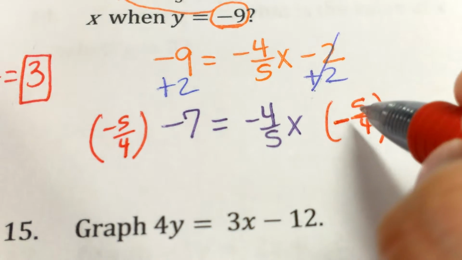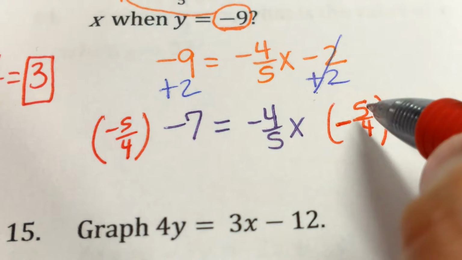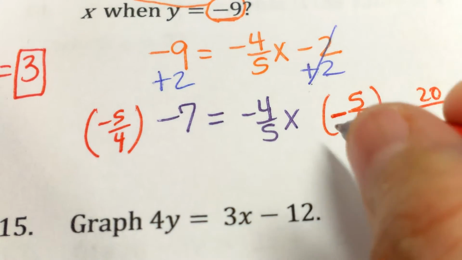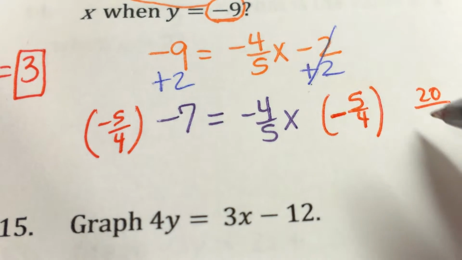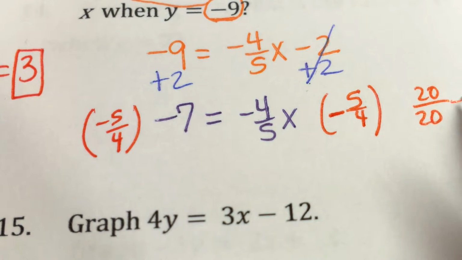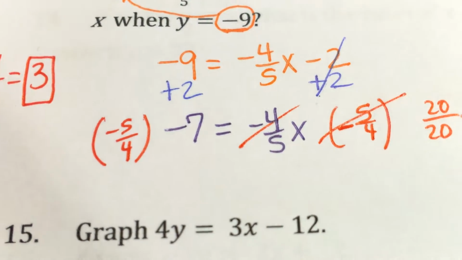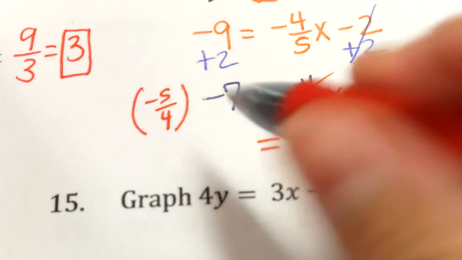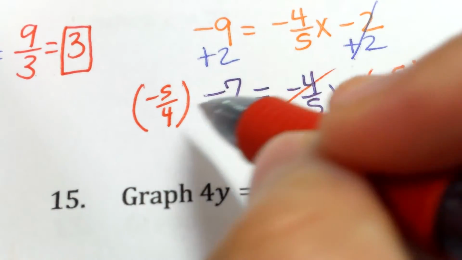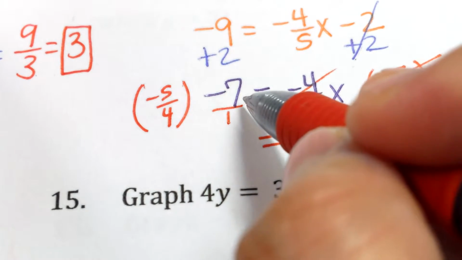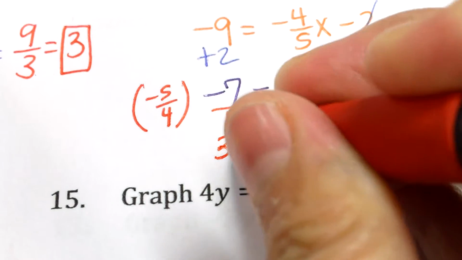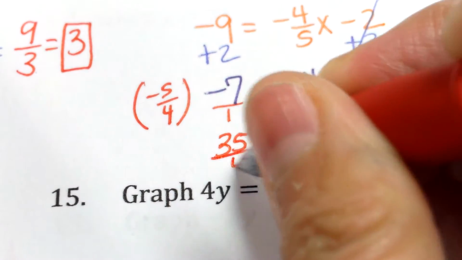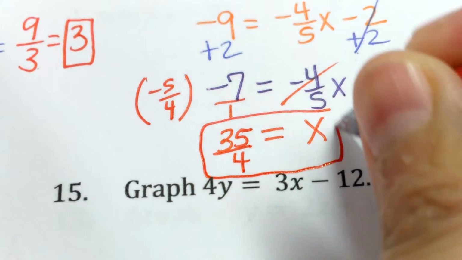So here I have negative 4 times negative 5, which is positive 20. And we'll put it on the side. And then here you have 5 times 4, which is 20. And 20 divided by 20 is 1. So basically these ended up canceling. And I have x equals, here we put the 7 over 1. Negative 5 times negative 7 is 35. Positive 35, because a negative times a negative is a positive. And then 4 times 1 is 4. And that's your answer, 35 over 4.